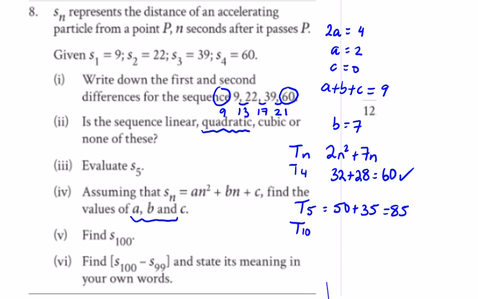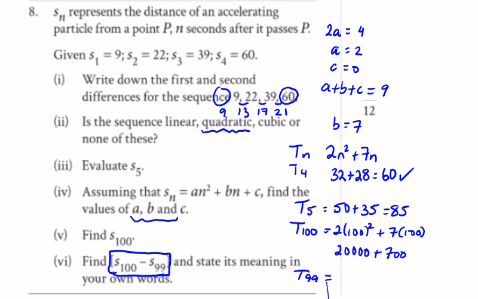So we're calling it T here. T100 is equal to 2 by 100 squared plus 7 by 100. So that's 2 by 10,000, so 20,000 and 700. So 20,000 plus 700 looks like T100. And then find S100 minus S99, so that's the distance traveled in the 100th second, or the 99th second. So S99 or T99 is 2 by 99 squared plus 7 by 99.